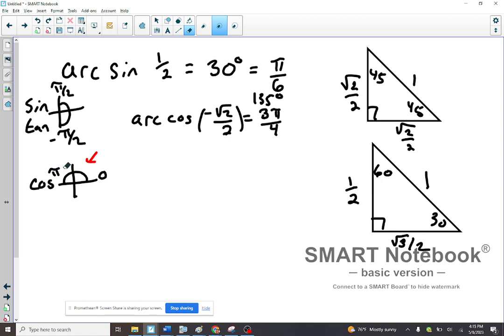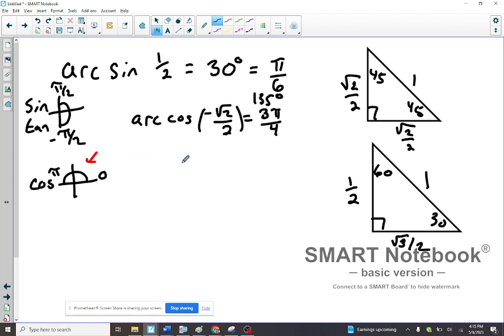So mathematicians agreed that cosine is going to be from 0 to pi, and sine and tangent are going to be from negative pi over 2 to pi over 2. That's just what they agreed on, and you need to know that because it matters. So cosine will only go from 0 to 180, and sine goes from 90 degrees to negative 90 degrees, which is technically the first and fourth quadrant.